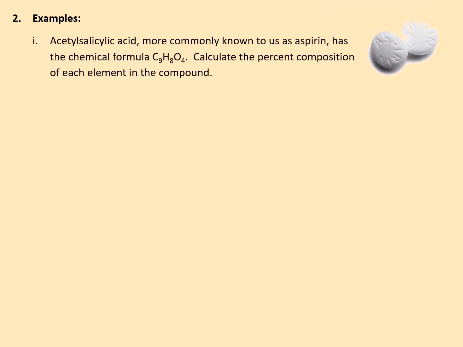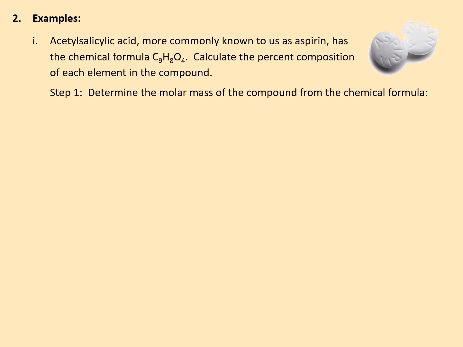Alright, in this first example, we're told that acetylsalicylic acid, more commonly known to us as aspirin, has the chemical formula C9H8O4. We're asked to calculate the percent composition of each element in the compound. So the first step is to determine the molar mass of the compound from the chemical formula.